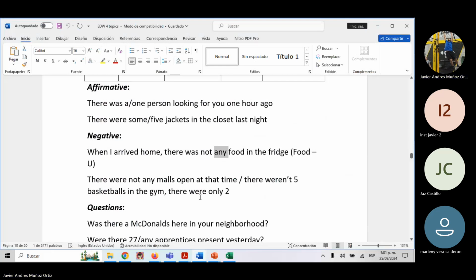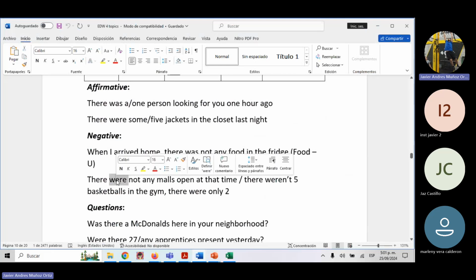Okay, there were malls, plural. Everything's in plural, and the number is not important. But if the number were important, we must mention a number bigger than 1. We have 2. In this case, there were not, or the contraction, there weren't 5 basketballs in the team.